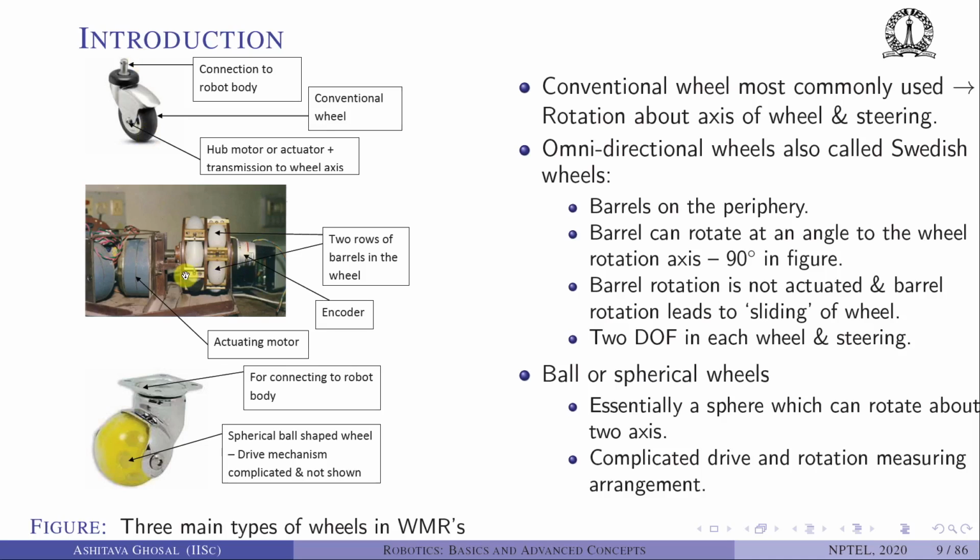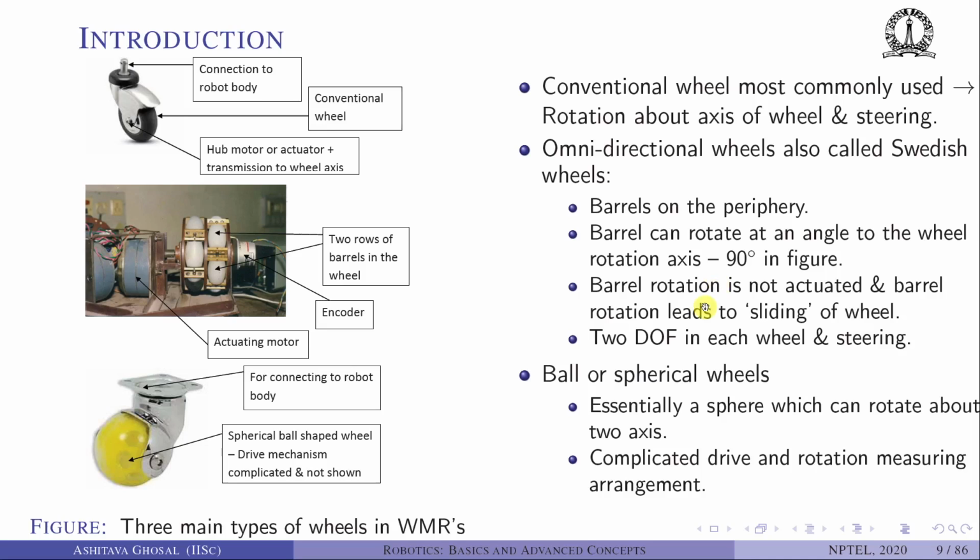Then we have what are called omnidirectional wheels. Basically this is the wheel, but it is made up of barrels which can roll in a perpendicular direction. The whole wheel can rotate about this axis. You can see there is a motor and we have mounted an encoder to measure the rotation. But these barrels themselves can rotate, and the shape of the barrel is such that when it is on the surface, there is a point contact. There are barrels in the periphery. The barrels can rotate at an angle to the wheel. In this figure it is 90 degrees, but it can be at any other angle.